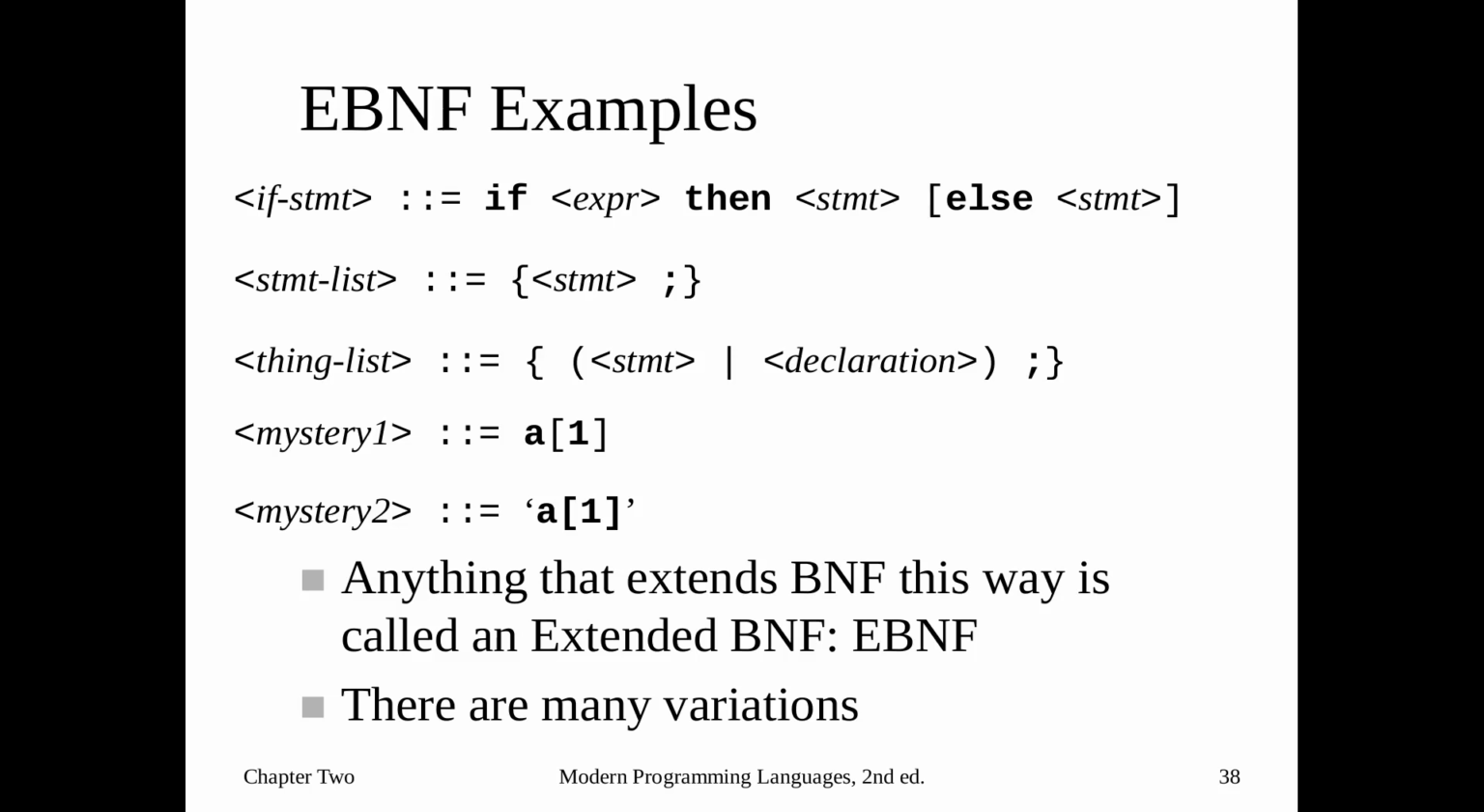I'm going to leave this to you to think about what mystery 1 and mystery 2 are. And we'll move to the question: so what makes something an eBNF? Well, extended BNF is essentially anything that has some extension to BNF. That can be all sorts of different possible extensions, and there are lots of different ones out there.